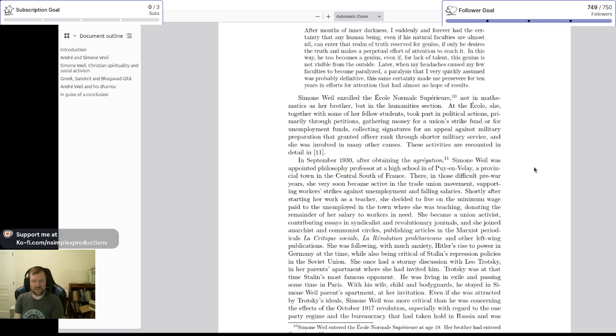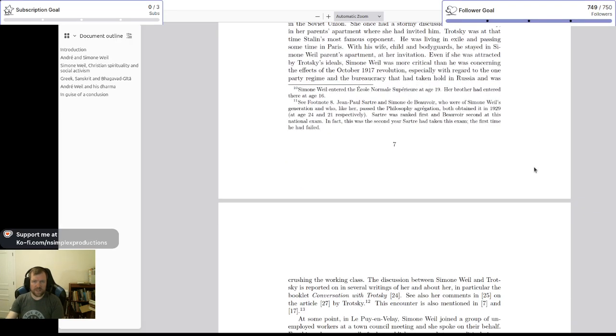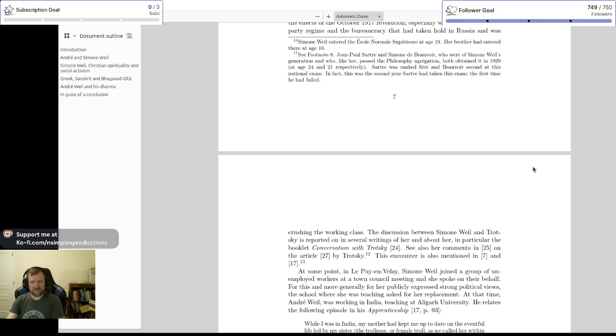Even if she was attracted by Trotsky's ideals, Simone Weil was more critical than he was concerning the effects of the October 1917 revolution, especially with regard to the one-party regime and the bureaucracy that had taken hold in Russia and was crushing the working class. The discussion between Simone Weil and Trotsky is reported in several writings of her and about her, in particular the booklet Conversation with Trotsky. See also her comments in the following books, articles, and article by Trotsky. This encounter was also mentioned in 7 and 17.